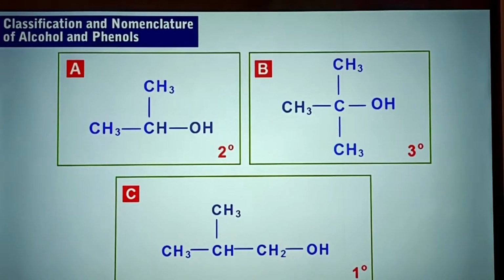Here you can see that molecule A is a secondary alcohol, molecule B is a tertiary alcohol, and molecule C is a primary alcohol. Only one carbon-containing group is attached to the hydroxyl bonded carbon.